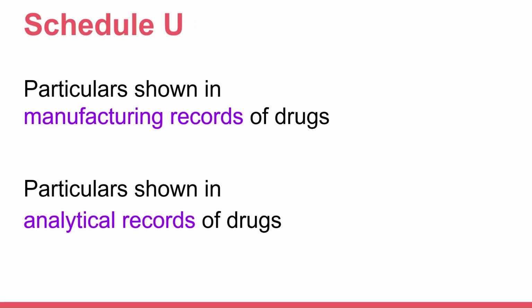Now about Schedule U. This is the particulars shown in manufacturing records of drugs. U is related to the manufacturing records of drugs. U is also related to analytical records, that is, particulars shown in analytical records are mentioned in Schedule U.